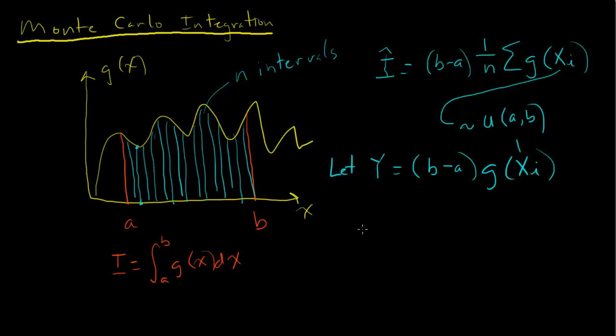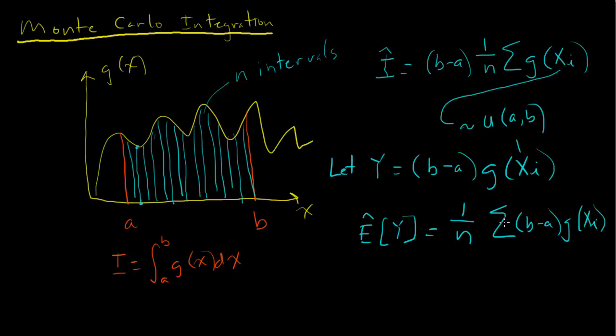And so when I do that, my expected value of my new random variable I is simply equal to 1 over n times the summation of b minus a times g(xi). And of course we can pull the b minus a out, and we get b minus a over n times the summation of g(xi). So in essence the same representation that we had above. The only difference now is that our xi's are going to be sampled using this uniform distribution on the interval.